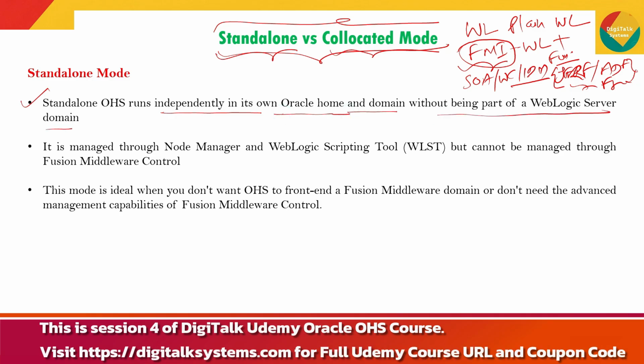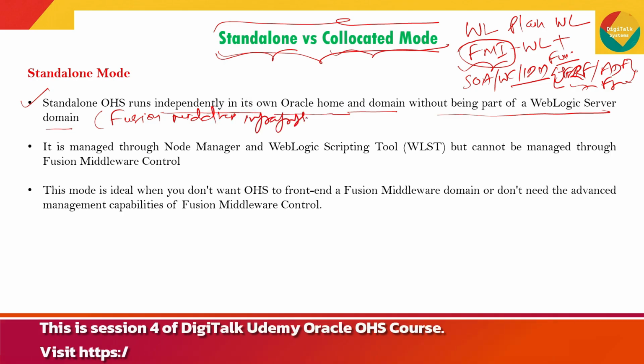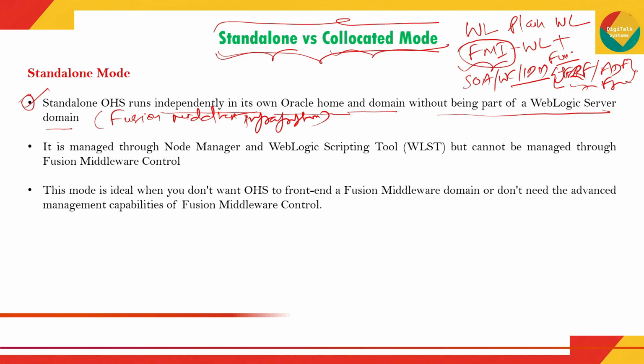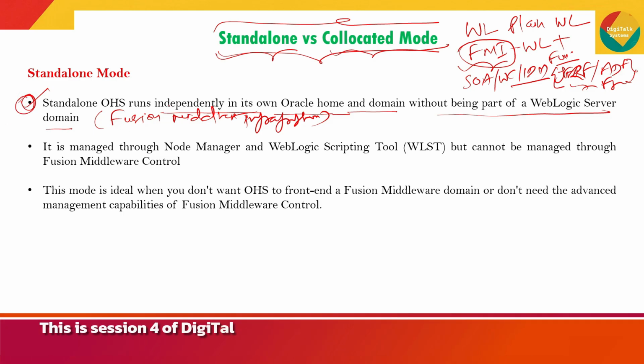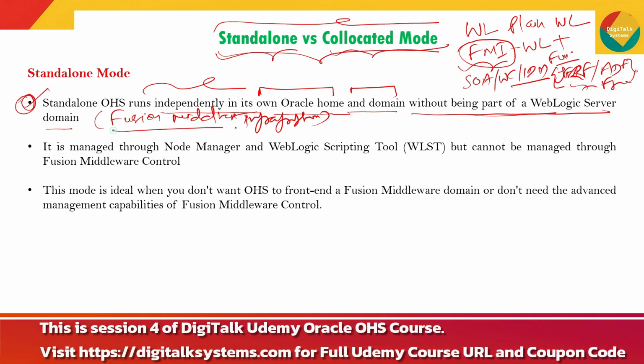a WebLogic Server domain. This WebLogic Server domain here refers to the Fusion Middleware Infrastructure domain. It is not plain WebLogic, because OHS is mostly used with Fusion Middleware applications in the co-located mode. Now we are talking about the standalone mode. That means in the standalone mode, it runs completely independently in its own Oracle home and own domain, without being part of your Fusion Middleware Infrastructure.